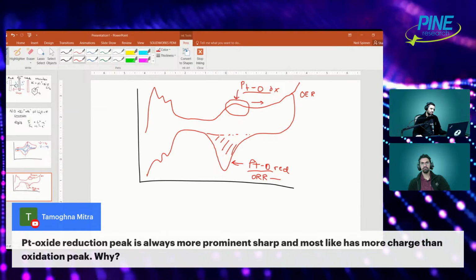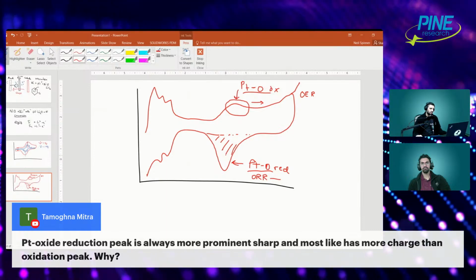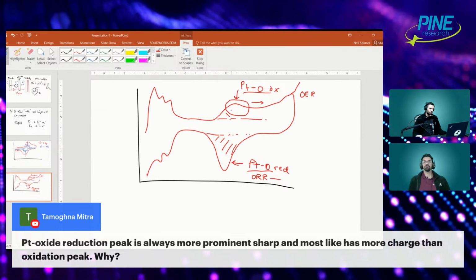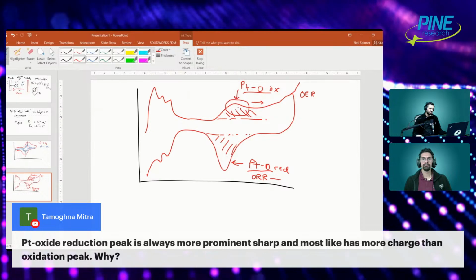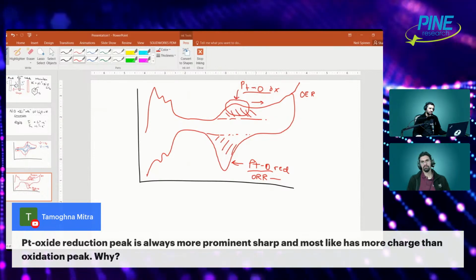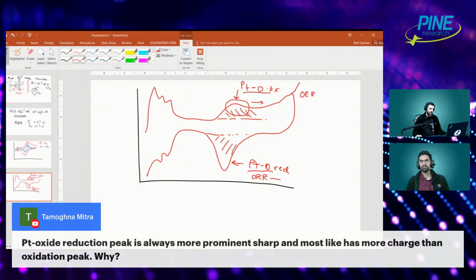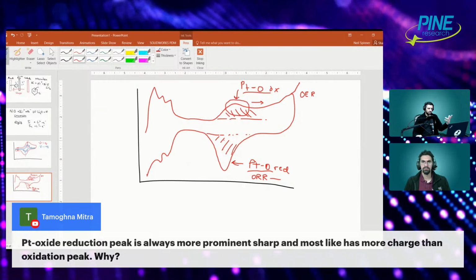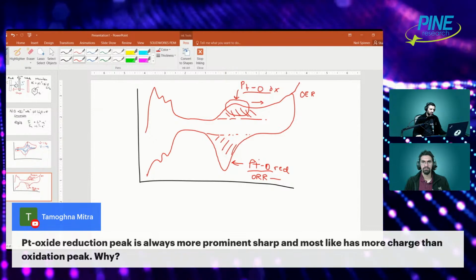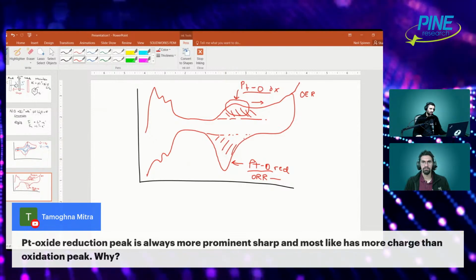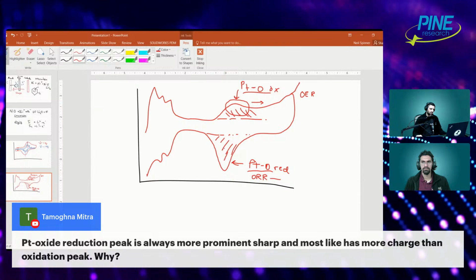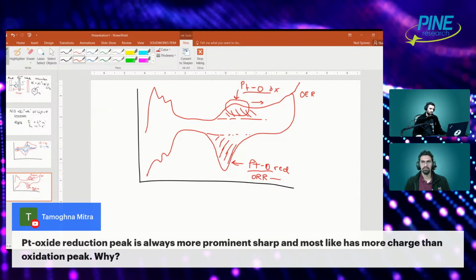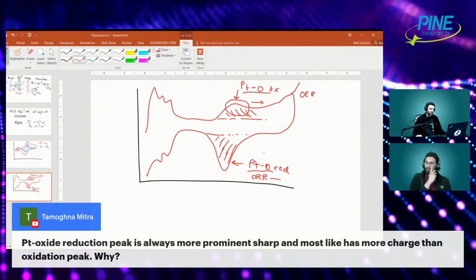And in theory, of course, over whatever range, you should have the same amount of charge, the same amount of platinum oxide formed as reduced if it's perfectly reversible, right? Which I think it mostly is. So if there's more current, there's something else happening on the reduction side. And one of those things, if you have oxygen in your solution, is just the oxygen reduction reaction. Platinum is very good at that.